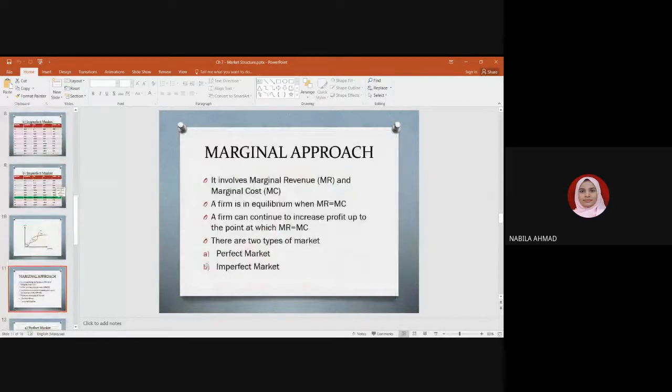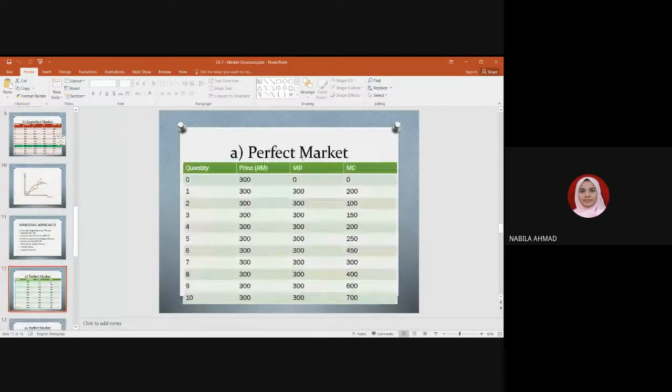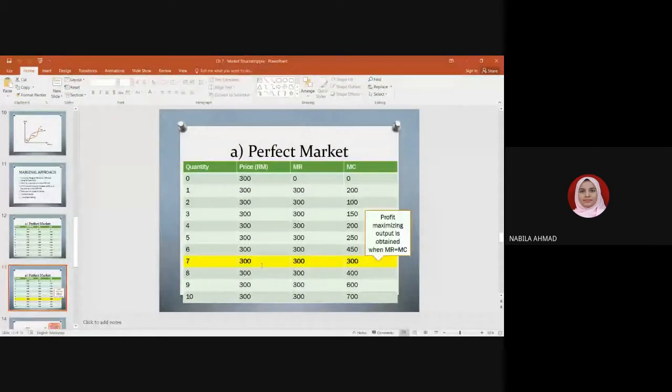And kalau guna marginal approach, it involves marginal revenue and marginal cost. Yeah. So kita kata firm will be in equilibrium when marginal revenue equals to marginal cost. Bila marginal revenue equals to marginal cost, so firm adalah berada di equilibrium, bermaksud total profit adalah maximum. Alright? So sama juga kita ada dua jenis market. So this is perfect market. So dia dah siap-siap kira MR dengan MC. So equilibrium berlaku apabila MR equals to MC. Di sini, ya, 300. So profit maximizing price is 300, profit maximizing quantity is 7 unit.